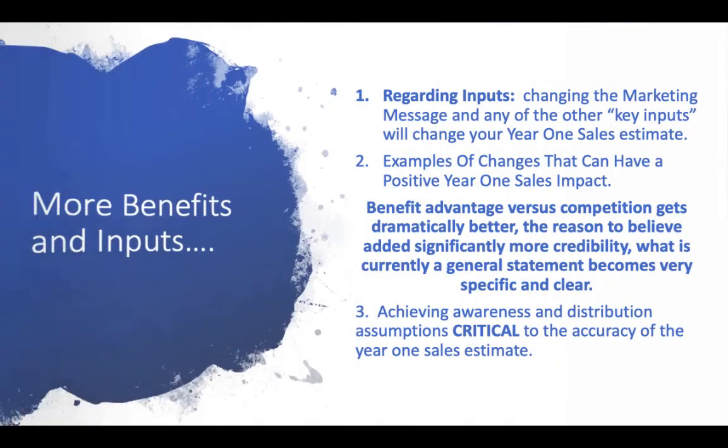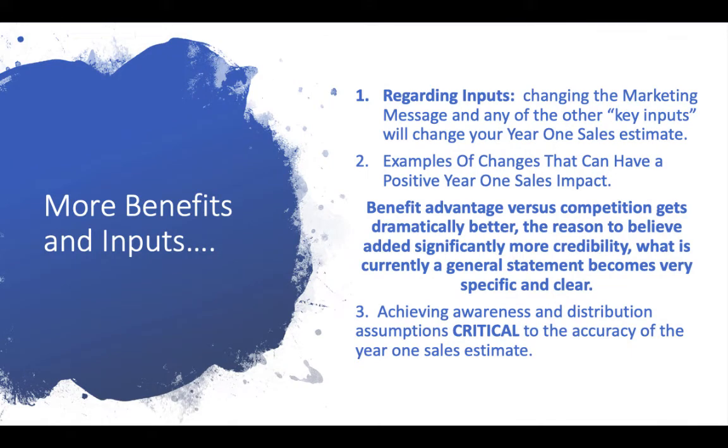Okay? Important stuff here. So, a little bit of perspective on the inputs. After you get the report, if you change the marketing message or other key inputs, it will change your year one sales estimate. As I said, you get feedback that might say that you've got an opportunity to have stronger and better benefit communication. You can go to work on that. Same thing for reason to believe and other sorts of things. You also need to realize that the awareness and distribution numbers in there are critical to the accuracy of the year one sales estimate. Put in fantasy numbers and you're going to get fantasy results, so keep it real.